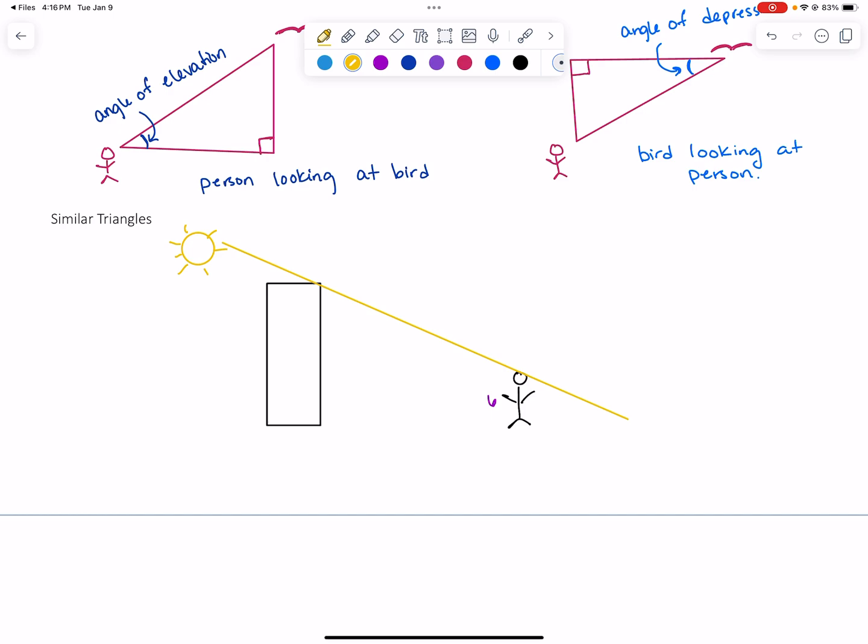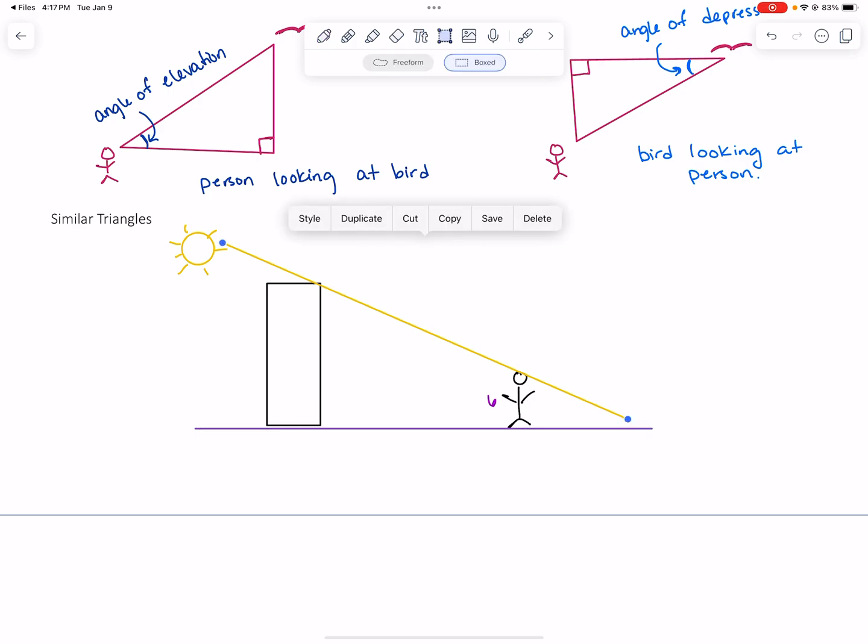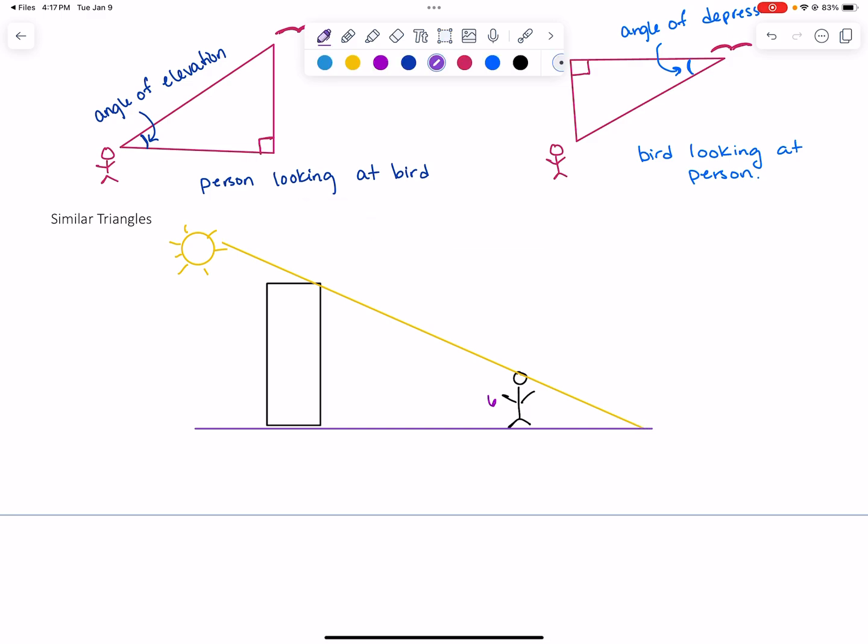And what the shadow is going to do is create two similar triangles. Hope I get this all the way to the ground. There we go. So it's going to create these two similar triangles. This is not very good scale, but that's all right. Let's say that the person's shadow is 5 feet long, and we know that from the person to the building is 100 feet. So we're looking for the height of the building.